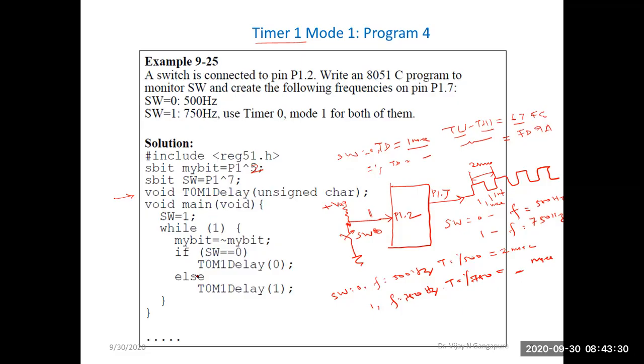Void main function, SW is equal to 1. First I'm making this SW 1, configuring this pin as input. Then while 1, means continuously, what I am doing is mybit is equal to tilde mybit, that is inversion of this bit.